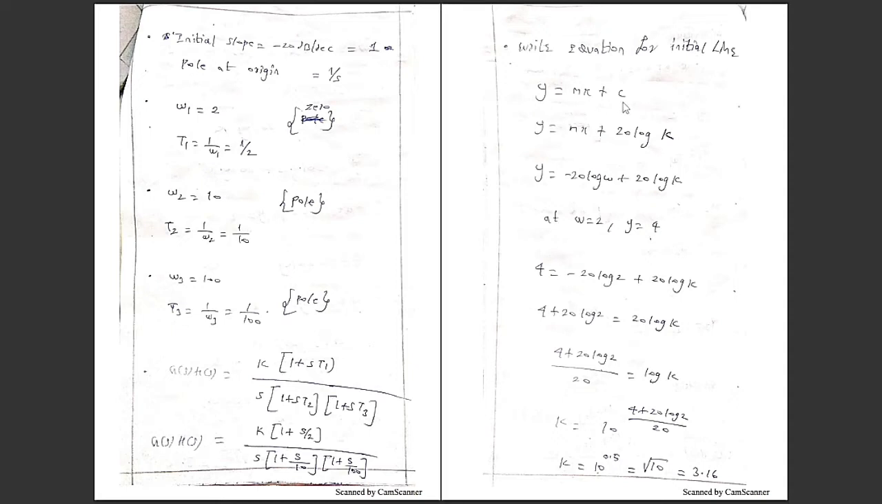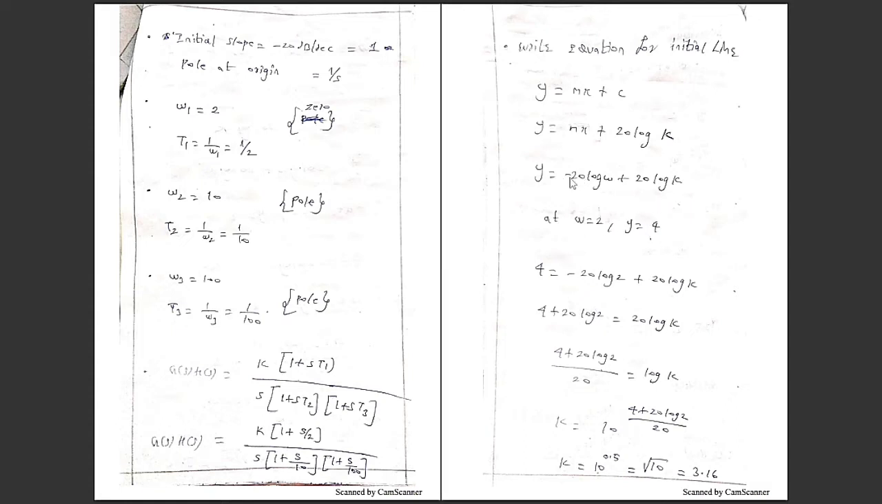For the initial line in the Bode plot, you always have to write the equation y is equal to mx plus c, where c is always equal to 20 log K. And you can see clearly what is x. In a Bode plot, x is equal to log omega. So in place of x I am keeping log omega. And what is the initial line slope? Initial line slope is nothing but minus 20. So here you have to keep minus 20. Therefore y is equal to minus 20 log omega plus 20 log K.